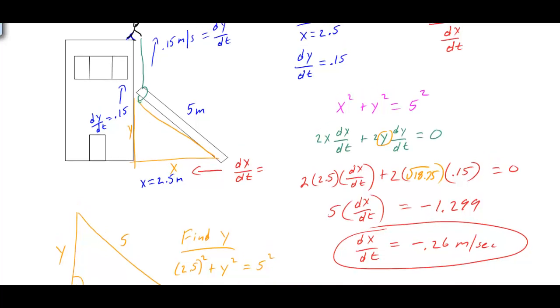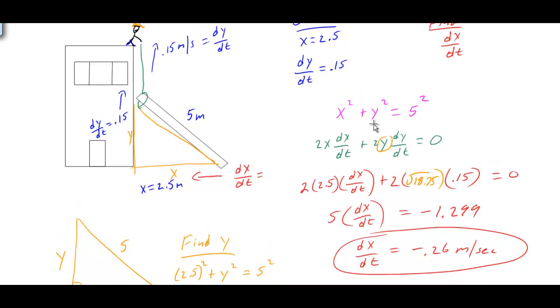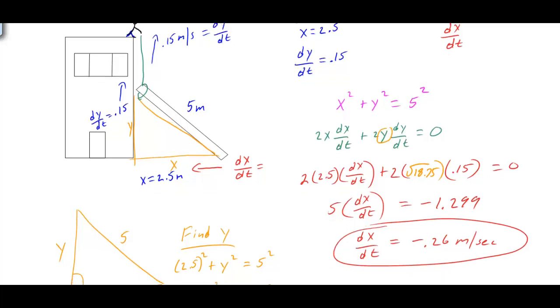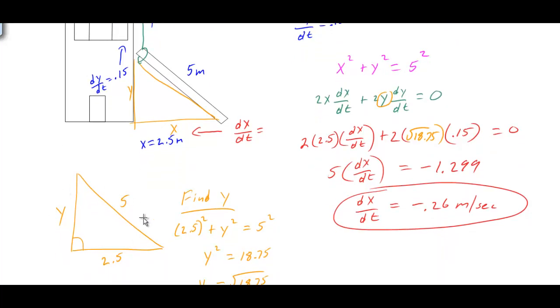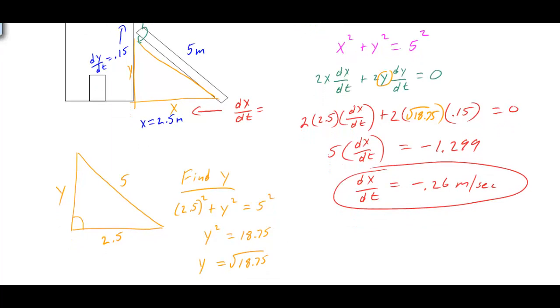So with this example, realize once we took the derivative, we ended up with this 2x dx/dt plus 2y dy/dt, and we didn't have a value for our y, so we had to go to our diagram and see if we could figure out with the given information if we could calculate the value for y. And using the Pythagorean theorem, we were able to come up with the square root of 18.75. So that allowed us to find our dx/dt.